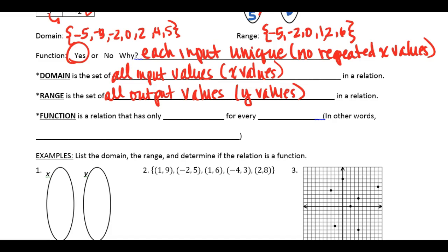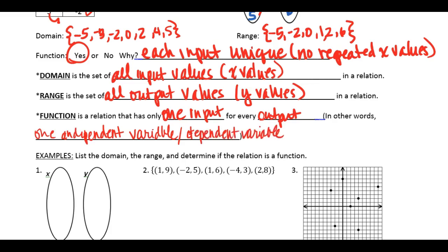A function is a relation that has only one output for every input. So in other words, one independent variable per dependent variable. One independent variable for each dependent variable. Okay? If you remember, the independent variables are x's and your dependent variables are the y values. Okay? Alright, look at this example.